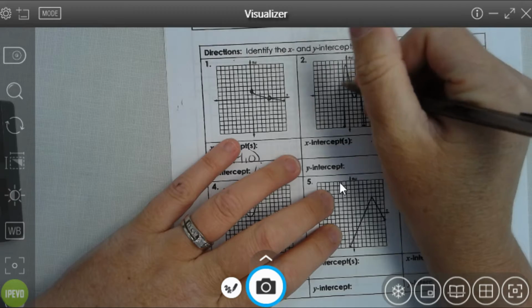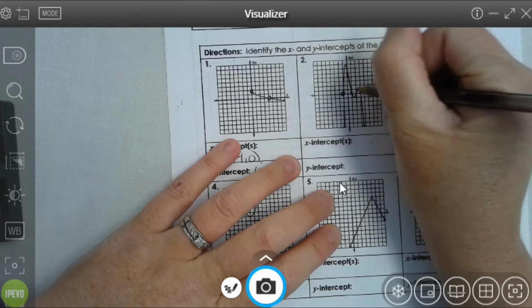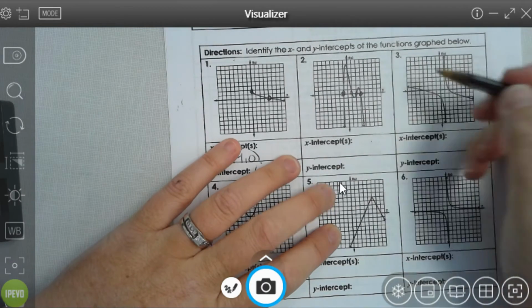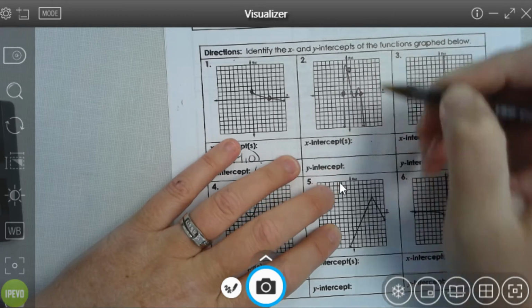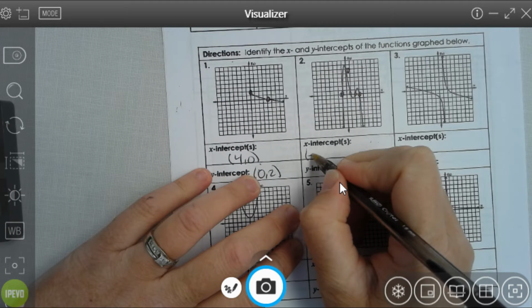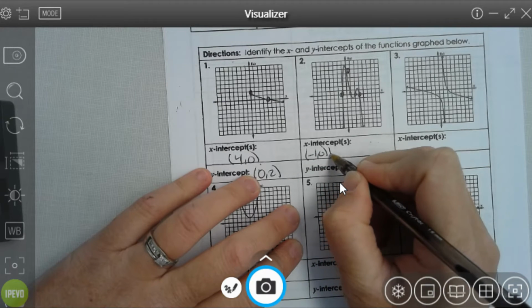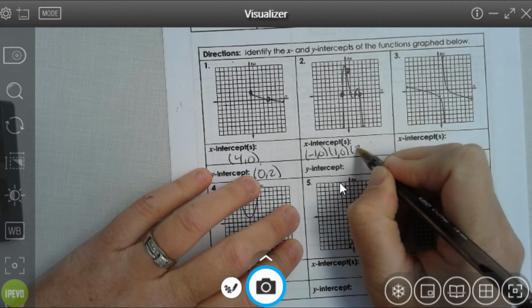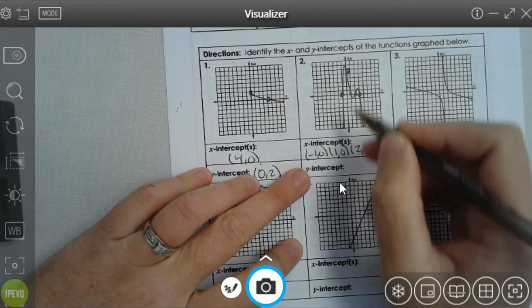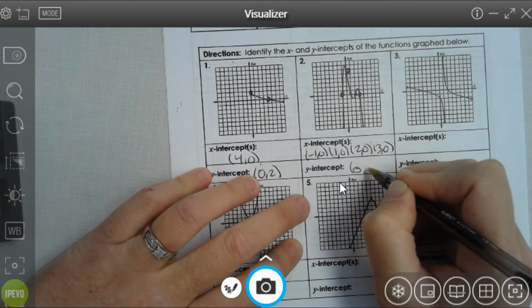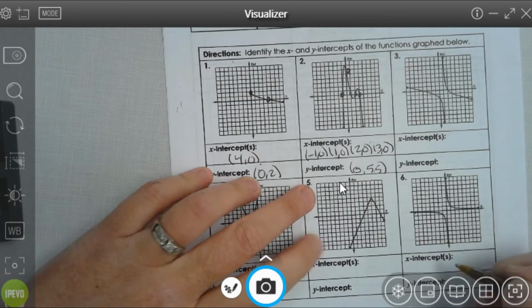This one it might be hard. So your x-intercepts will be here, here, here, and here. So all of those dots. And then the y-intercept is going to be this dot up here. So those would be (-1, 0), (1, 0), (2, 0), and (3, 0). And then the y-intercept up here looks like it's probably about (0, 5.5) or so.